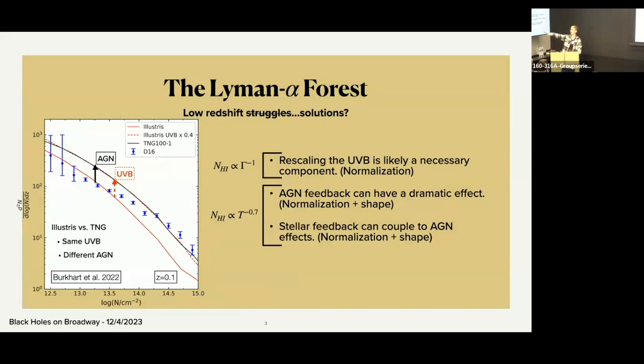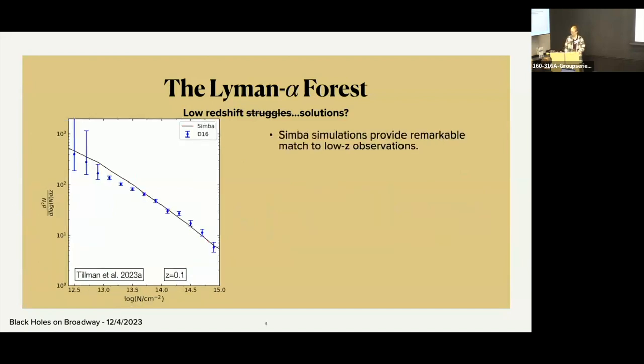So we can see that just changing the UVB model, looking at Illustris versus TNG, just changing the AGN feedback model, you get a very different column density distribution for the Lyman alpha forest. And you can get basically the same one if you rescale the UVB. So perhaps the AGN effects there are degenerate with the UVB, but it is interesting that you can get a solution with a different AGN feedback model and that the AGN feedback will affect the Lyman alpha forest on these really large scales.